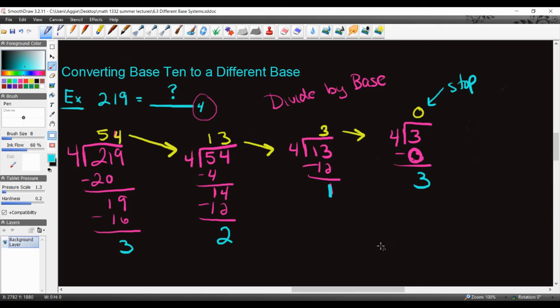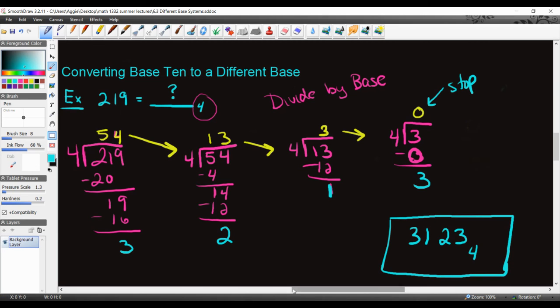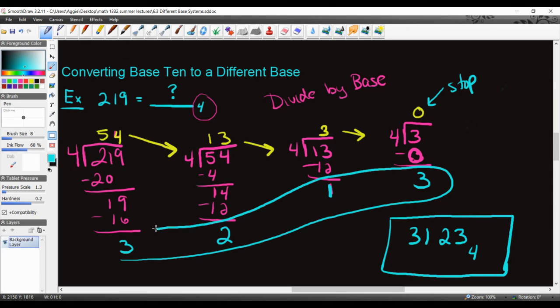And what we're going to do now is write the answer in base 4. Let's see if you can figure out what happened here. So I have 3, 2, 1, 3. I'm going to give you a few seconds to see if you can figure out where I got these numbers from. They are the remainders. Okay, so these remainders are what you would be looking for with this process, and it's explained in the book as well if you want to research a little bit more into it.